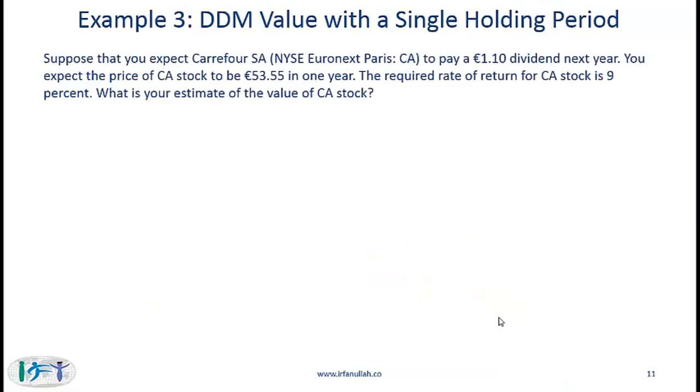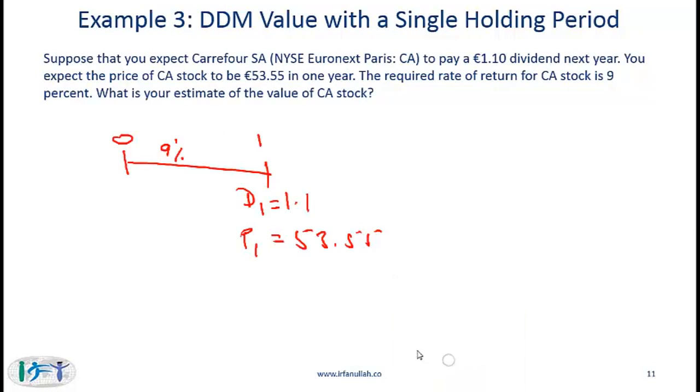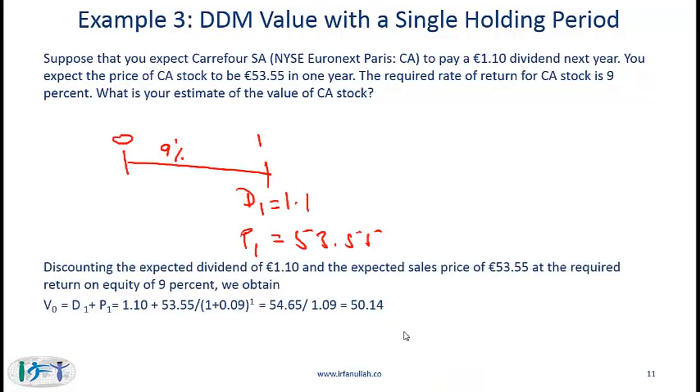As you are warming up, give this a quick shot. So this is fairly straightforward. Here are the 2 cash flows, the dividend and the price at the end of year 1, and you simply discount them back. What you should get is 50.14.